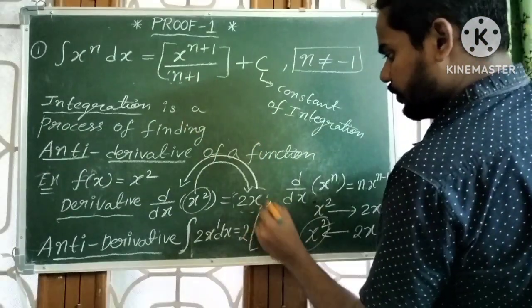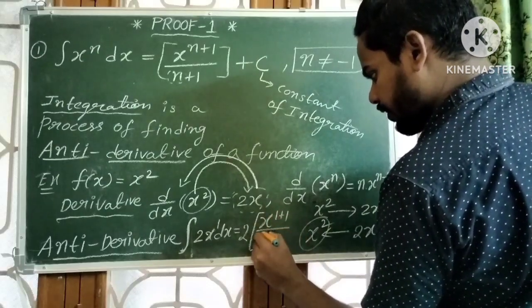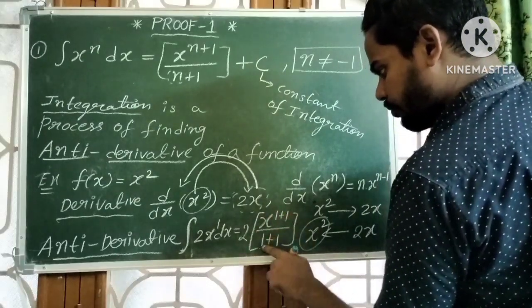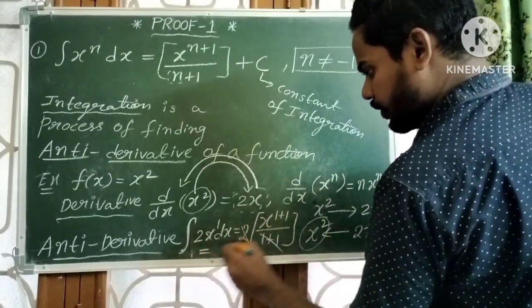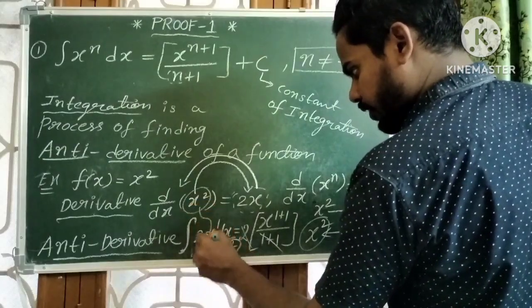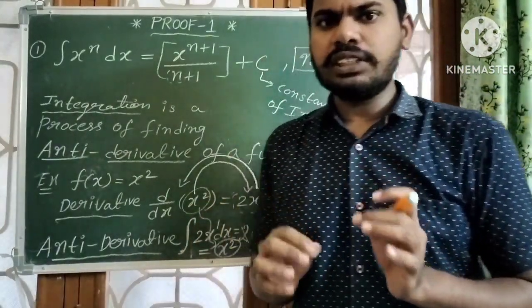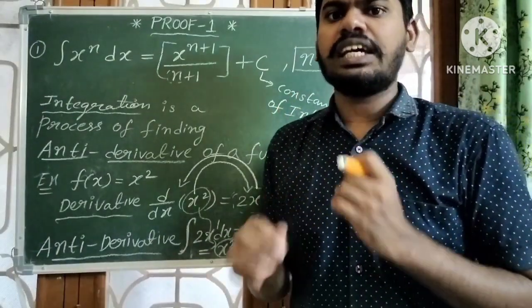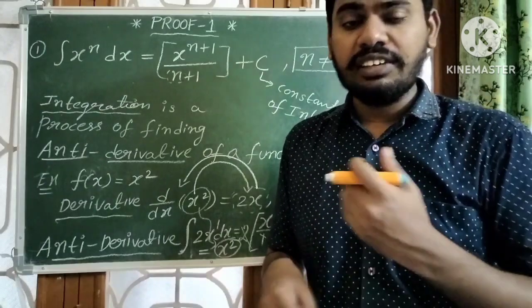So x power n plus 1. Here n value is 1. 1 plus 1 by n plus 1, that is 1 plus 1, 2. The 2 gets cancelled. X power 1 plus 1 is x square. This is my original function. So in simple words, integration means the antiderivative, the process of finding the antiderivative of the given function.